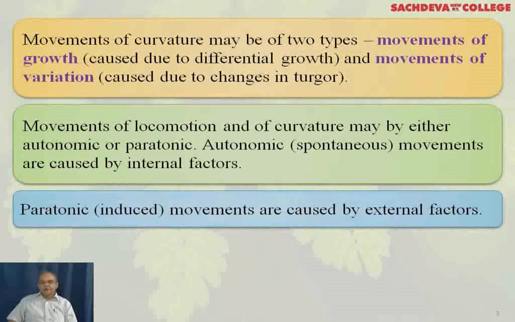Paratonic movements are caused by external factors. Autonomic movements are spontaneous. They are due to some internal factors.